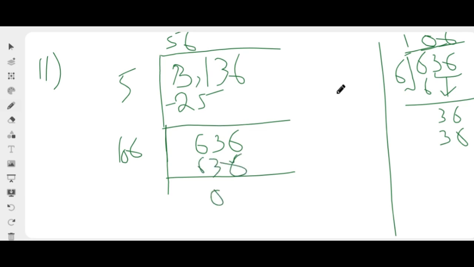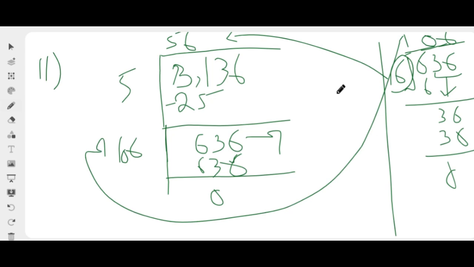Now I hope you understood. When you are not able to solve the answer from the first division, you have to divide with any number until you get the answer 0. Then you have to place this in front and this here. Remember this trick, okay? Okay, ma'am.